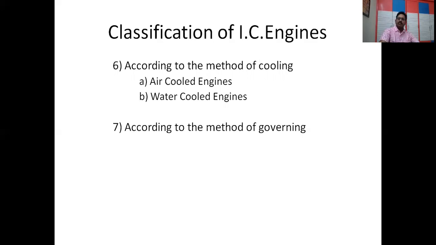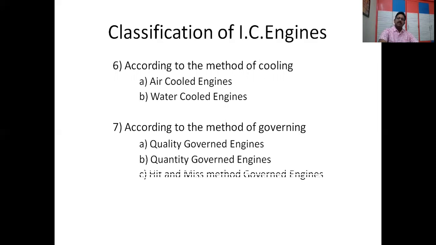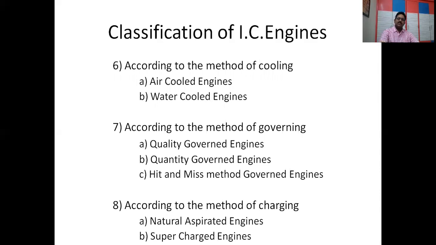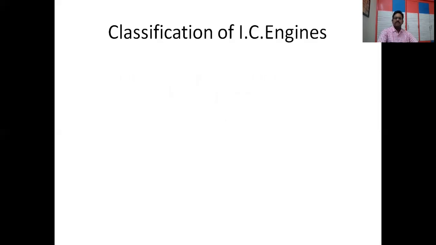According to the method of governing, which is very important to balance the system, we have quality governed engines, quantity governed engines, and hit and miss governed engines. Then, according to the method of charging, how we charge: sometimes we need extra charge, so they are called supercharged engines, and normal charging is naturally aspirated engines.